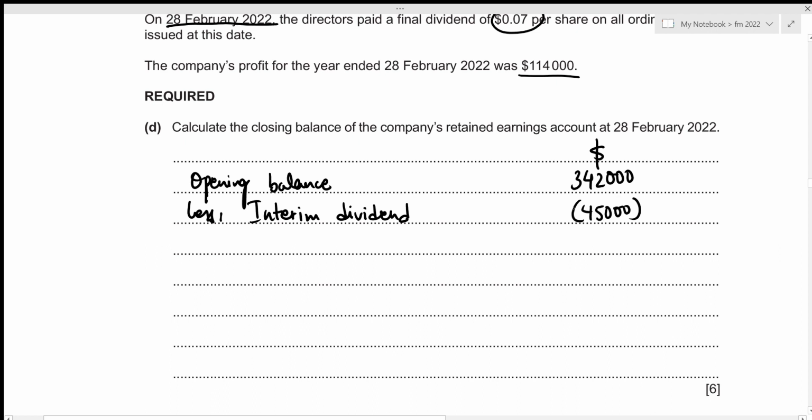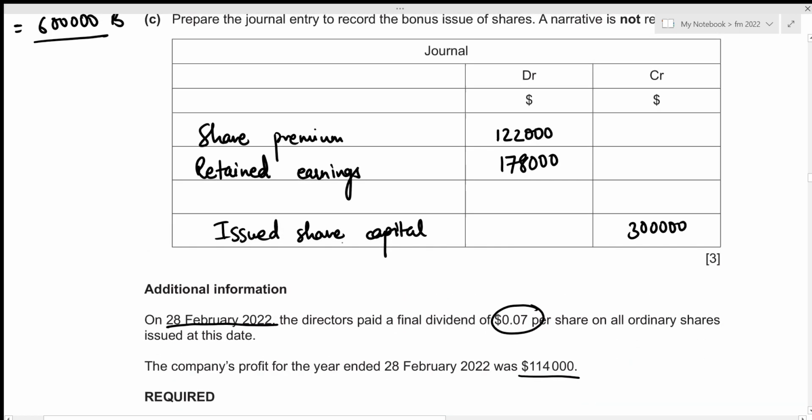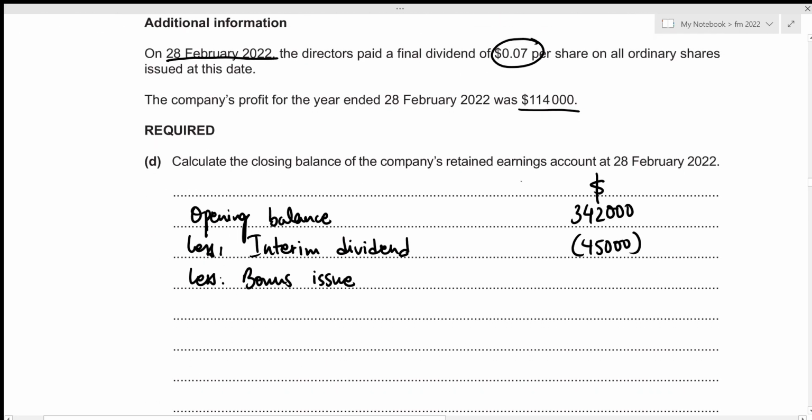Okay. Then we also know that since share premium was not sufficient to fund the bonus issue of shares, we funded it from our retained earnings section, which means that that particular amount should be reduced from our retained earnings as well, right? So let's subtract our bonus issue. And the amount funded by the retained earnings was 178,000. So this amount needs to be reduced. Let's write it down. That is 178,000.